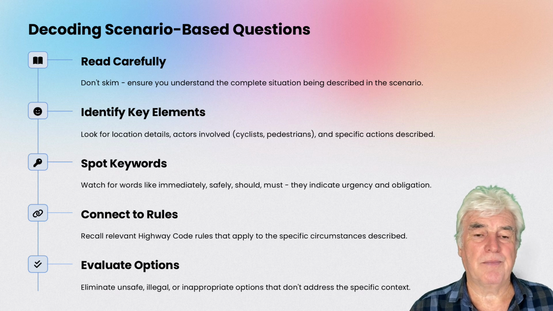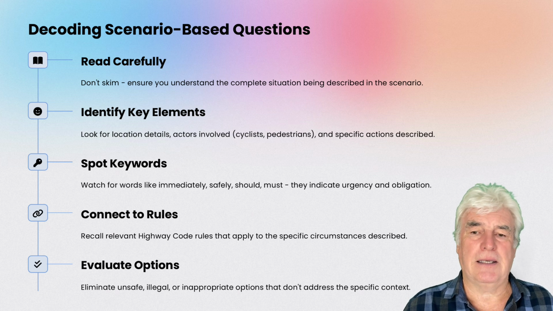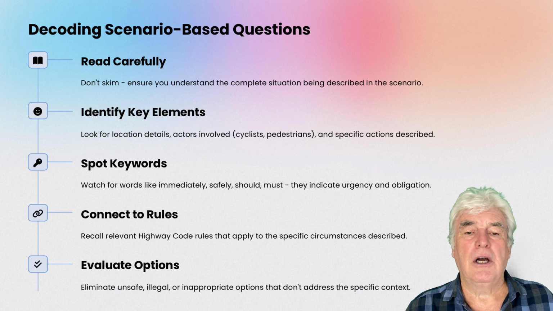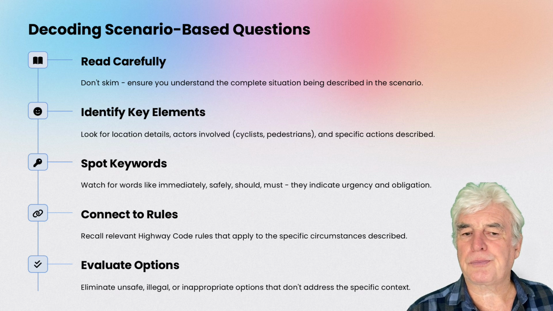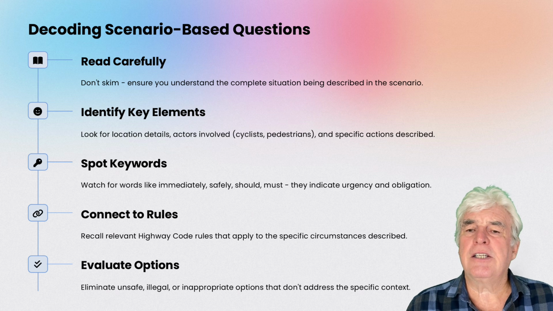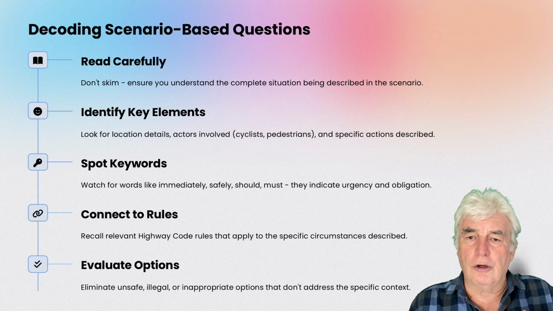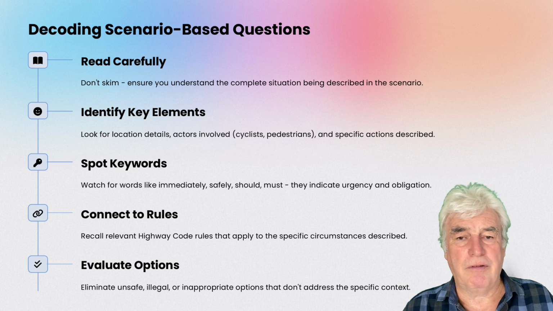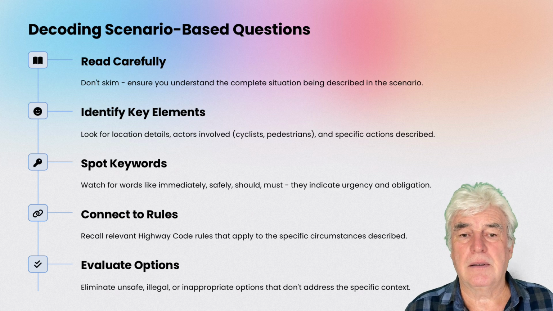Those kind of things. 3. Spot the keywords. Words like immediately, safely, should, and must offer clues about urgency and obligation. Number 4, recall relevant rules. Connect the scenario to what you know from the Highway Code or your driving lessons. For example, if the scenario is about driving in fog, remember the rules about lights and speeds.